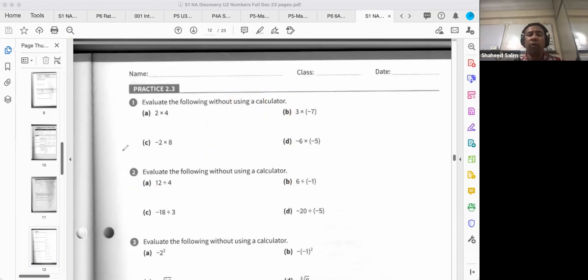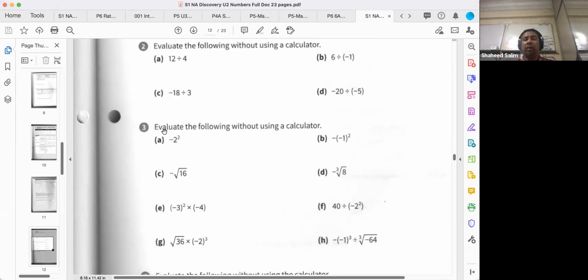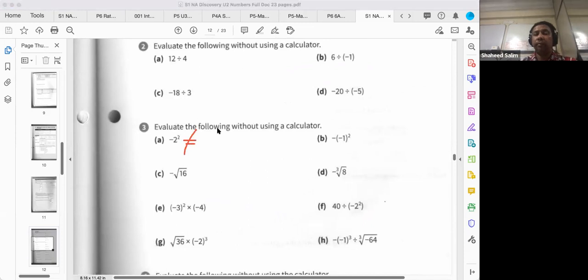Okay, here we go. Now we move on to question number 3. Question number 3 is going to be a little bit tricky. Okay, so you know what a square is, right? This 2 now means you times itself. But these two are not the same. This one means what? Minus 2 times minus 2. Okay, you must be very clear of that, because the minus is inside the bracket, whereas down here, there's no bracket.